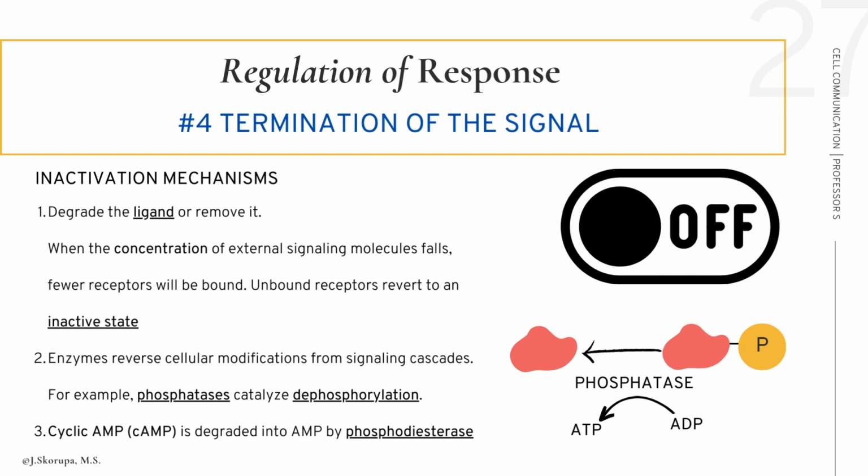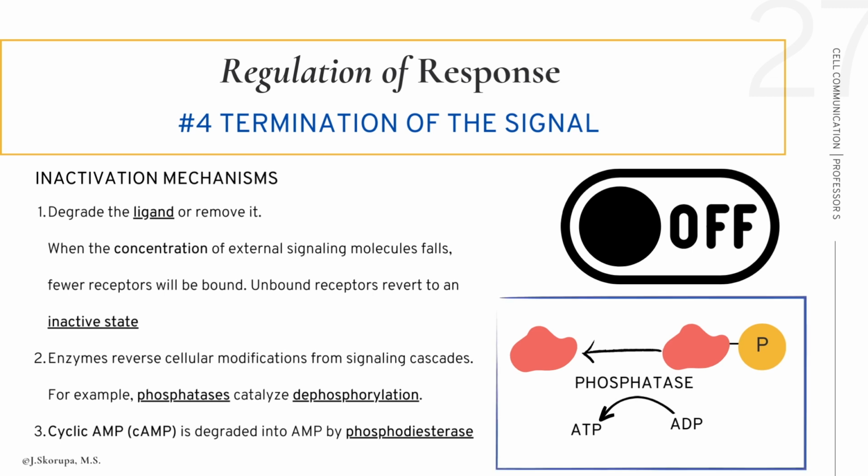1, degrade the signal ligand or remove it. When the concentration of external signaling molecules falls, fewer receptors will be bound. Unbound receptors then revert to an inactive state, and there will be no more transduction. 2, enzymes reverse cellular modifications from signaling cascades. For example, if a molecule had been activated by kinase phosphorylation, then we need a phosphatase to catalyze dephosphorylation of that molecule.